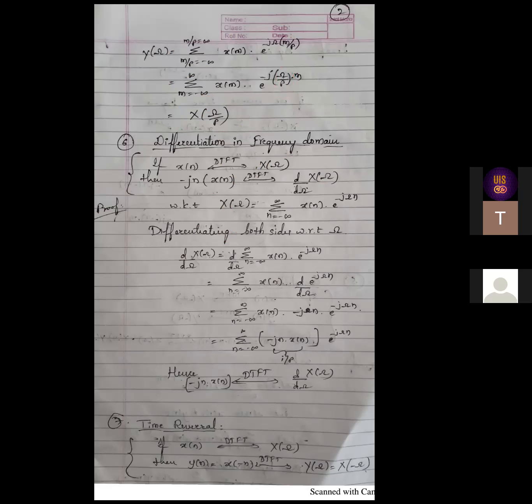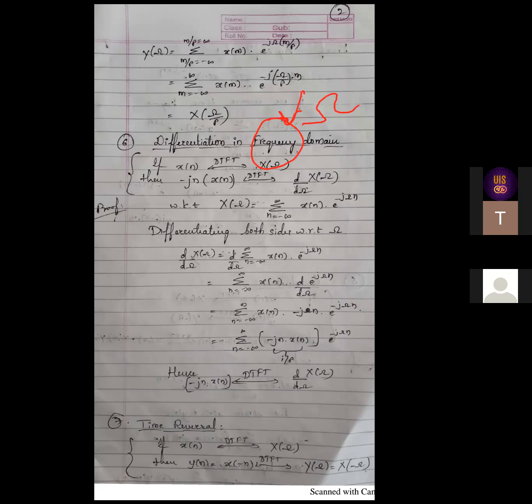Then let's move to the next property, differentiation in frequency domain. If you remember, even in the Z transform, we have seen differentiation in Z domain, d by dz of. And we have used that property more frequently while solving the problems also. So it's just analogous to that differentiation in frequency domain. Here I am using the word frequency. There we have used Z domain. Here the frequency will be omega domain.